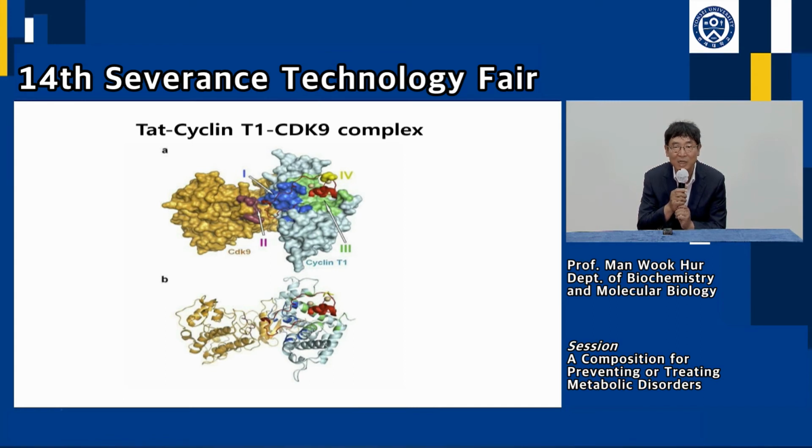Taking a close look at the backbone of TAT in figure A, the very thin lines and the red and purple strands are the basic domain and the cysteine-rich zinc finger-like domain, respectively, each of which interacts with cyclin T1 and CDK9, respectively. These two domains are linked by linear peptides. If we take a closer look from behind, it gets clearer.